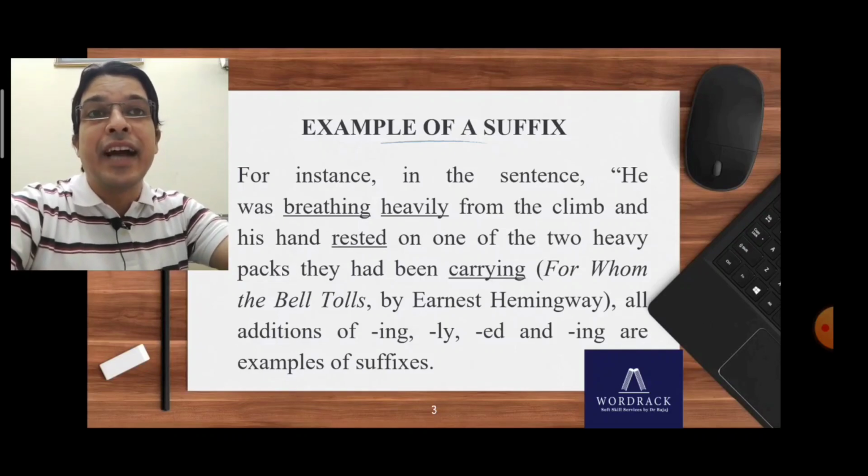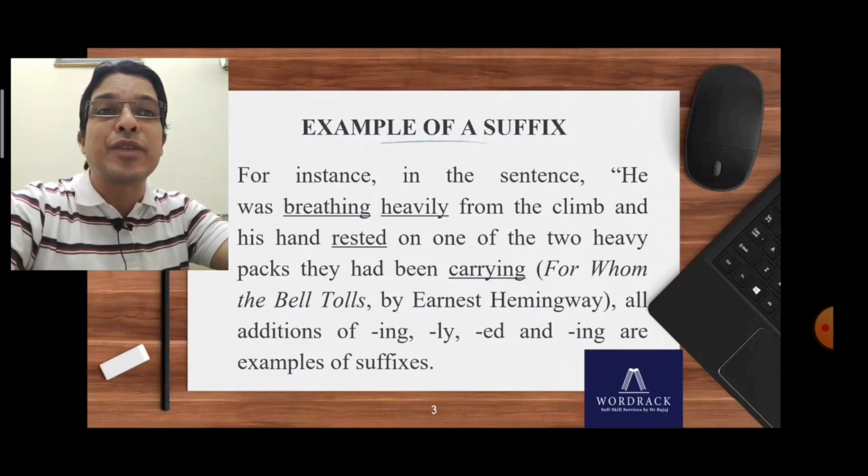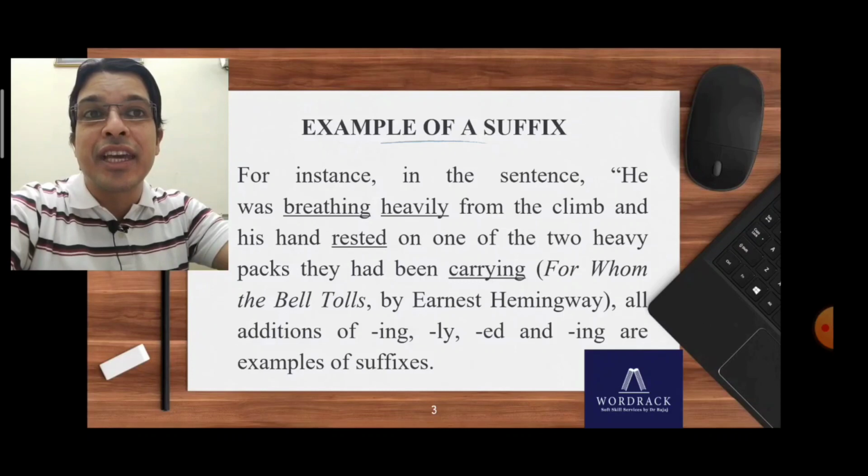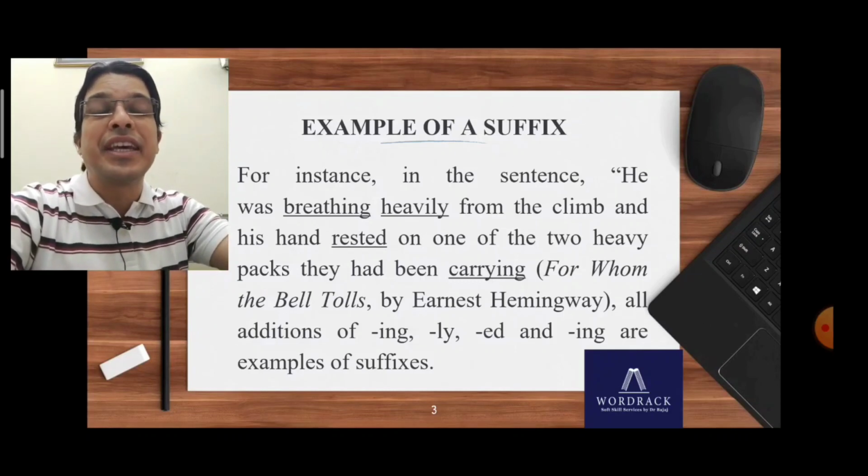I repeat again, ing has been added to breathe, making it breathing, ly has been added to heavy, making it heavily, ed has been added to rest, making it rested, and ing has been added to carry, making it carrying. So ing, ly, ed, and ing again, in these examples, they are suffixes.